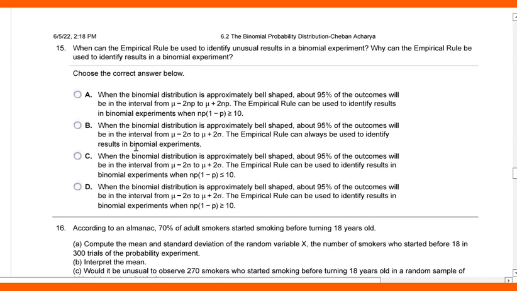Question number 15. When can the empirical rule be used to identify unusual results in a binomial experiment? Why can the empirical rule be used to identify unusual results in a binomial experiment? When and why, those are the two questions here. This is like a definition question. The answer is D.